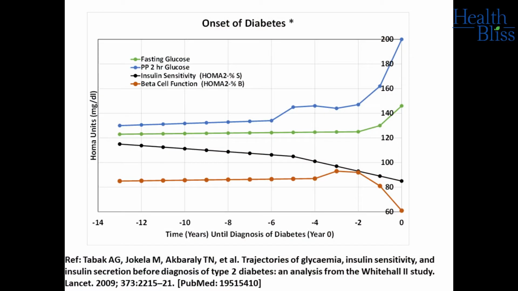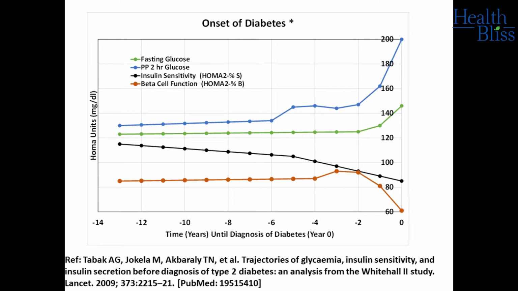Now, here's a graph taken from a 2009 landmark publication where pre-diabetics were followed for over 13 years prior to the onset of the disease. You can see from the graphs the progressive increase in blood glucose levels as seen in fasting and postprandial blood glucose levels 5 to 6 years prior to onset of diabetes.